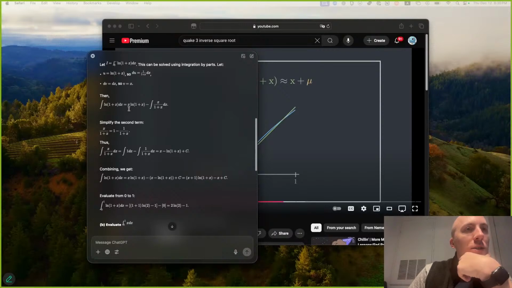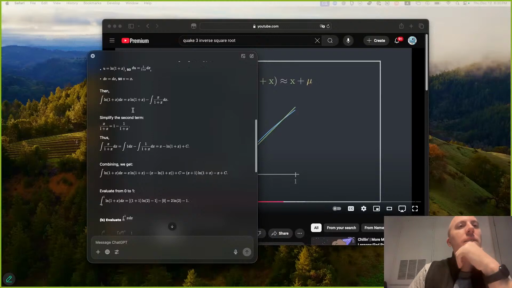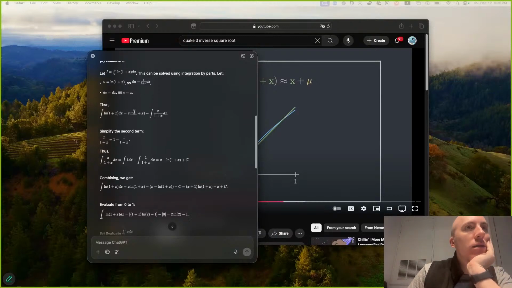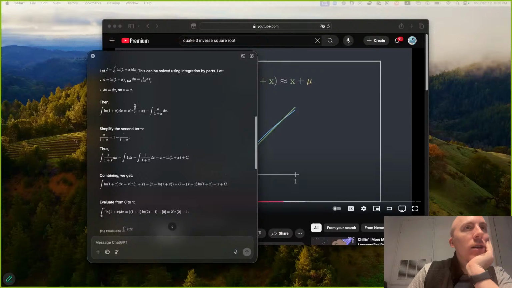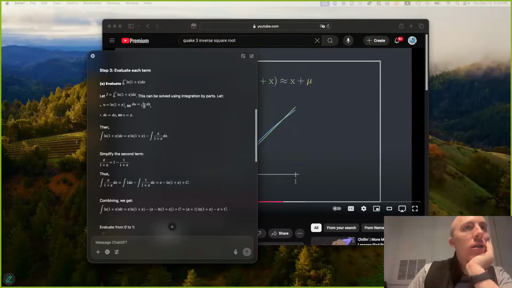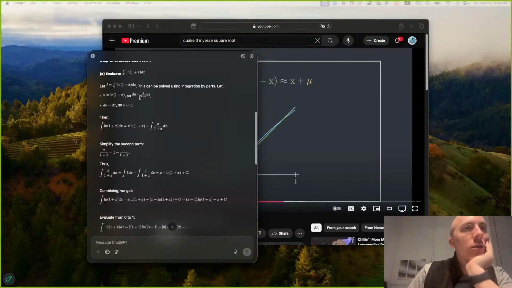So then integration by parts. It's du. Oh, okay. So it's doing du. It's like, what's the integral of this? No, what's the derivative of this? Which is this.